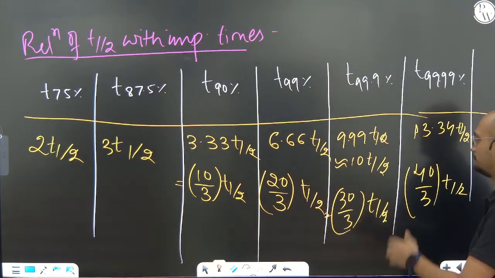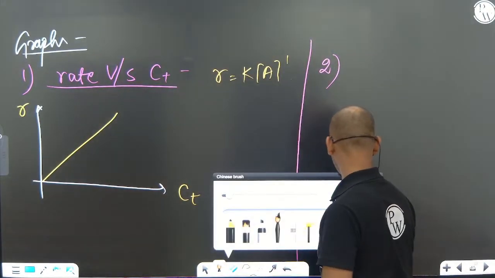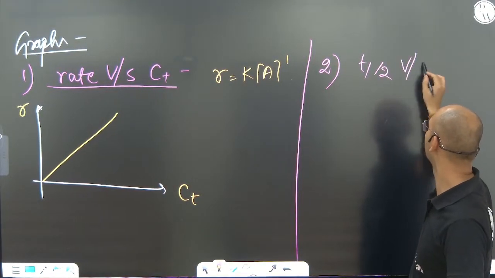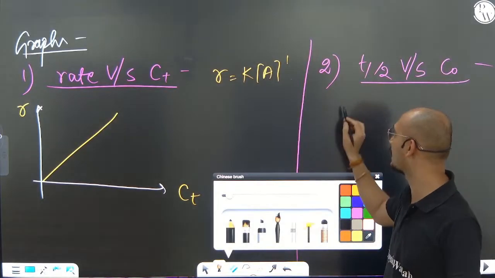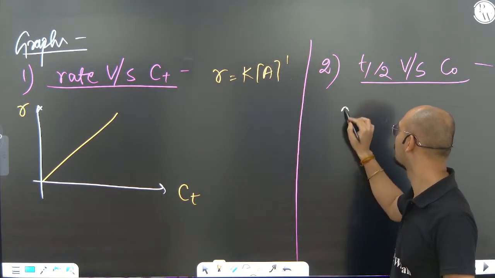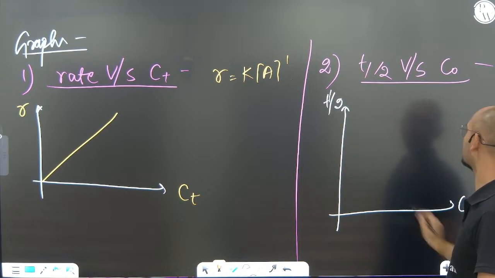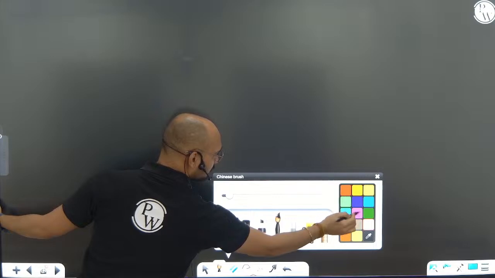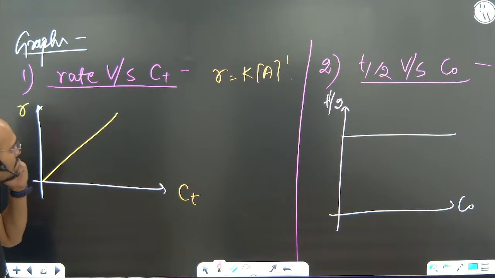So here, next graph is rate versus concentration, done. Next is T half versus C naught. We all know that for first order reaction, T half is independent. So therefore it will be just a straight line. T half versus C naught. Not a big deal. Easy. Next. What else have we seen? All these things are done.